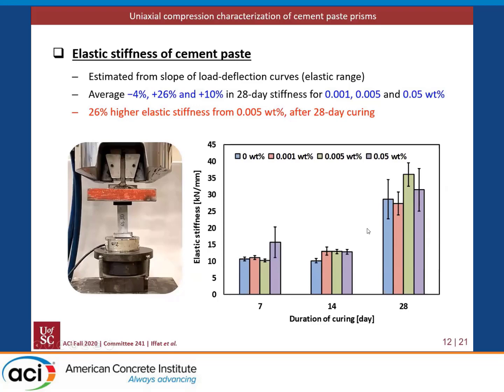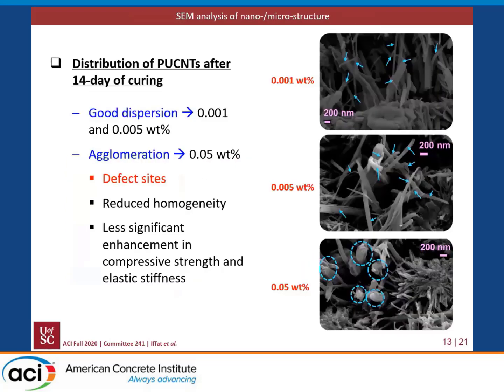So to verify the reason behind this kind of enhancement, we took the failed sample after the compression test and observed it under SEM microscopes. So this is the distribution of PUCNTs, indicated by the blue arrows and circles, after 14 days of curing. For 0.001 and 0.005%, we can see no visible agglomeration and almost uniform dispersion inside the composite matrix. But for 0.05%, we can see several circles indicating PUCNT agglomerates. So these agglomerates might reduce the homogeneity of the matrix by forming some defect sites, and that's why less significant enhancement in strength and stiffness was obtained.